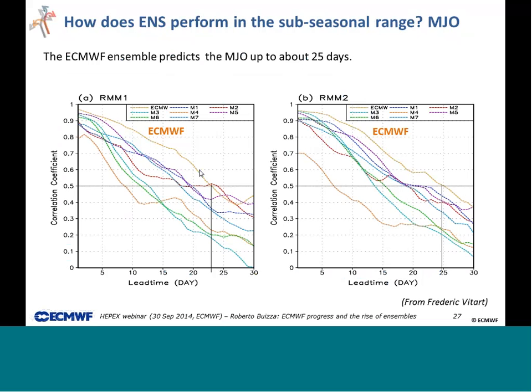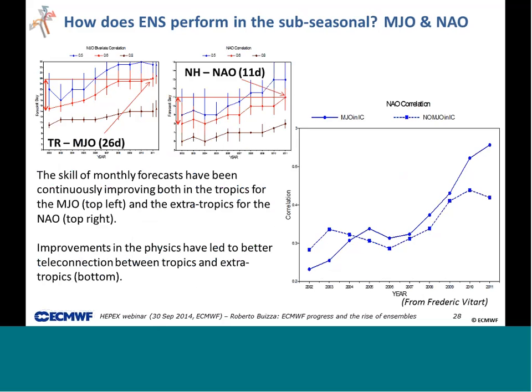This slide is simply to show you that we are not the only ones issuing monthly forecasts, but we are definitely the ones issuing the best, most skillful forecast for this type of organized convection. The MJO always comes from a comparison paper published two years ago. Now I'll skip some slides, otherwise I won't manage to finish on time.